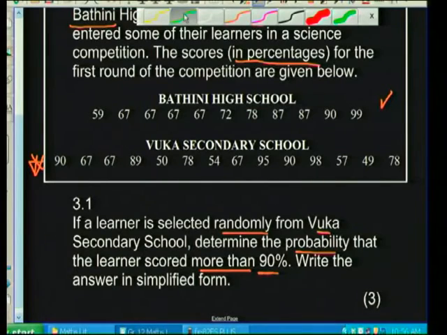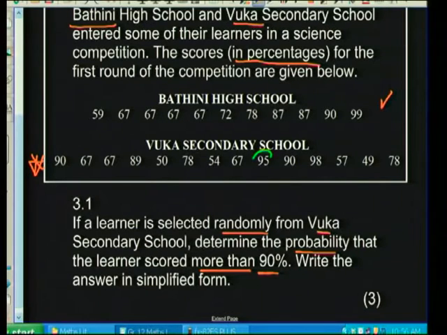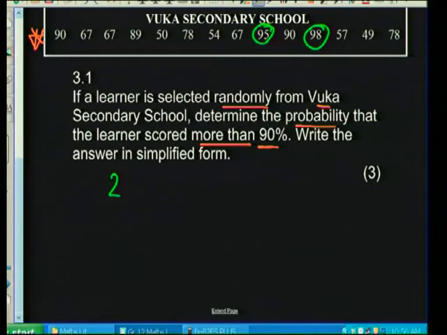So we're going to go to Vuka Secondary School, and I'm going to look at all my lists. I'm going to see that's 90, but it's not above 90, so I'm going to leave that one out. Have I got any others that are over 90? There's a 95. There's a 98. So I actually have 2 that scored more than 90. So my answer is 2.